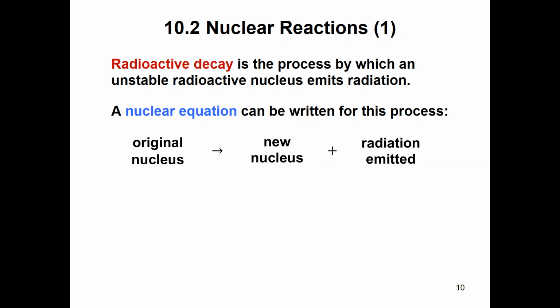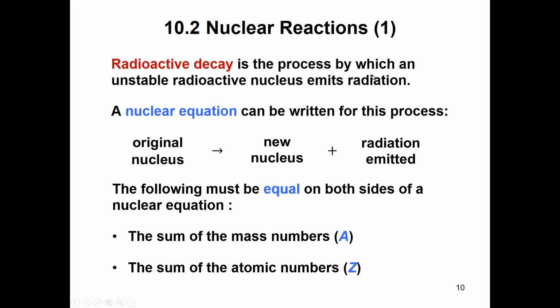So we can write a nuclear equation for this process, and it will look like this: first you have the original nucleus on the left, then the arrow, and on the right of the arrow you have the new nucleus and the radiation emitted.